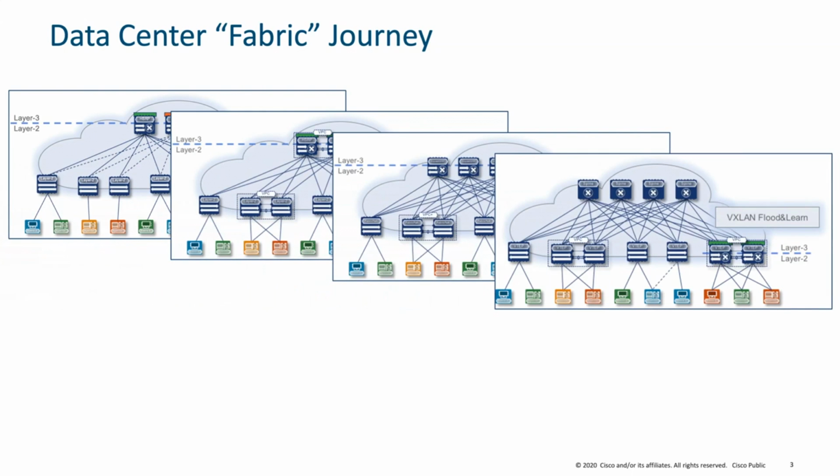Then VxLAN came, and we have VxLAN flood and learn, basically. So you can see here the difference is that your layer 3 boundary did move from the spine layer. You can have multiple spine layers, and then it moved towards the access layer. And this is pure layer 3, but you don't have any control plane. It's data plane learning where you flood and learn MAC addresses. So not very nice, not very scalable.